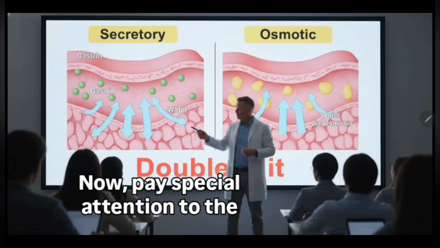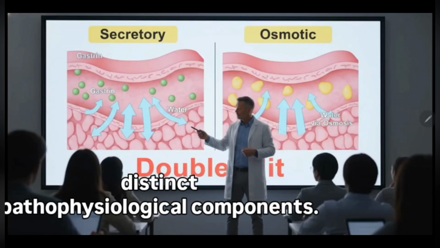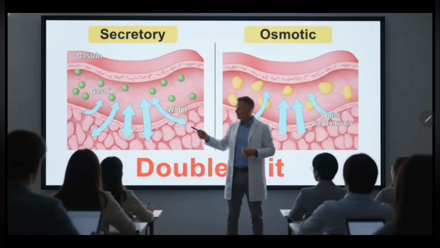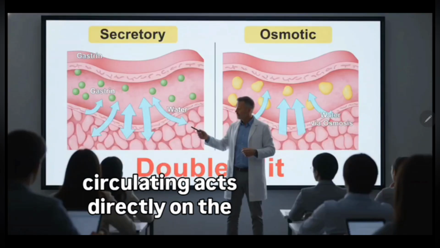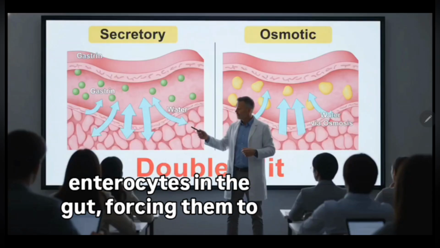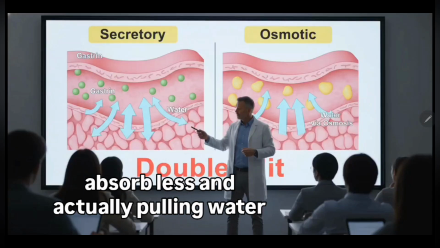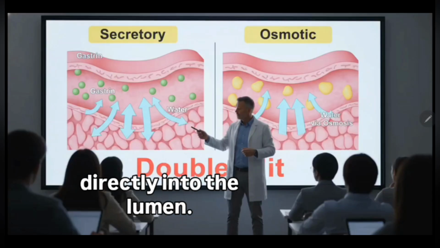Now, pay special attention to the diarrhea part because it has two very distinct pathophysiological components. This is a massive favorite for examiners. First, it has a secretory component. Why? Because all that excess gastrin circulating acts directly on the enterocytes in the gut, forcing them to absorb less and actually pulling water directly into the lumen.